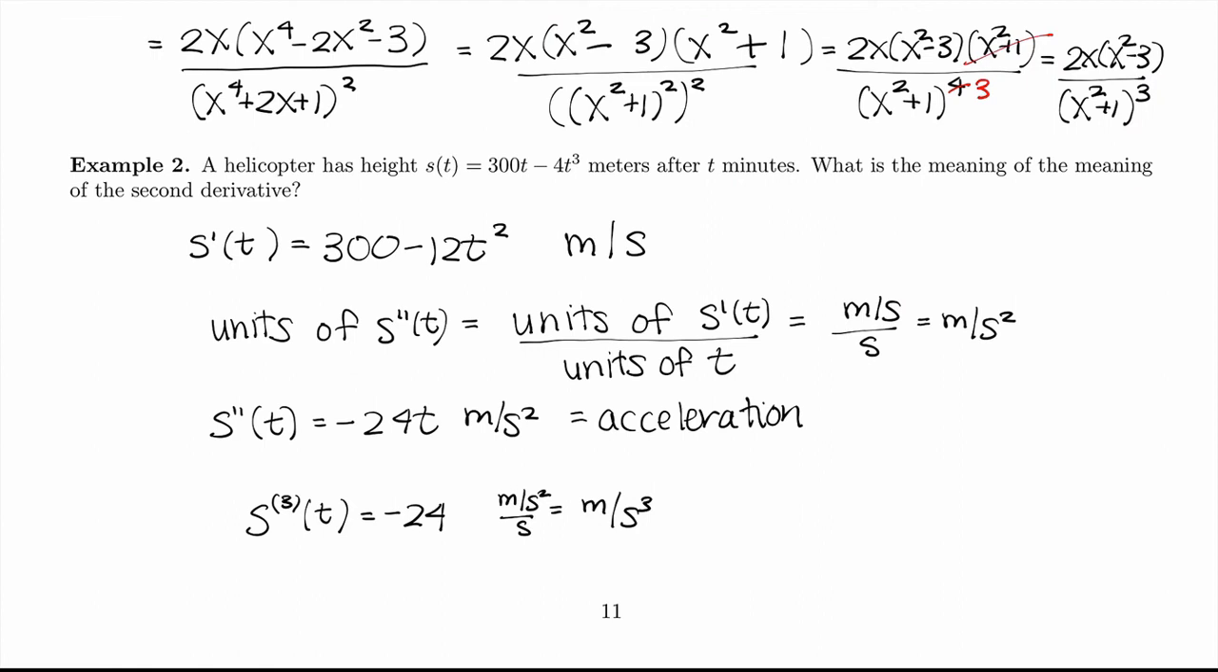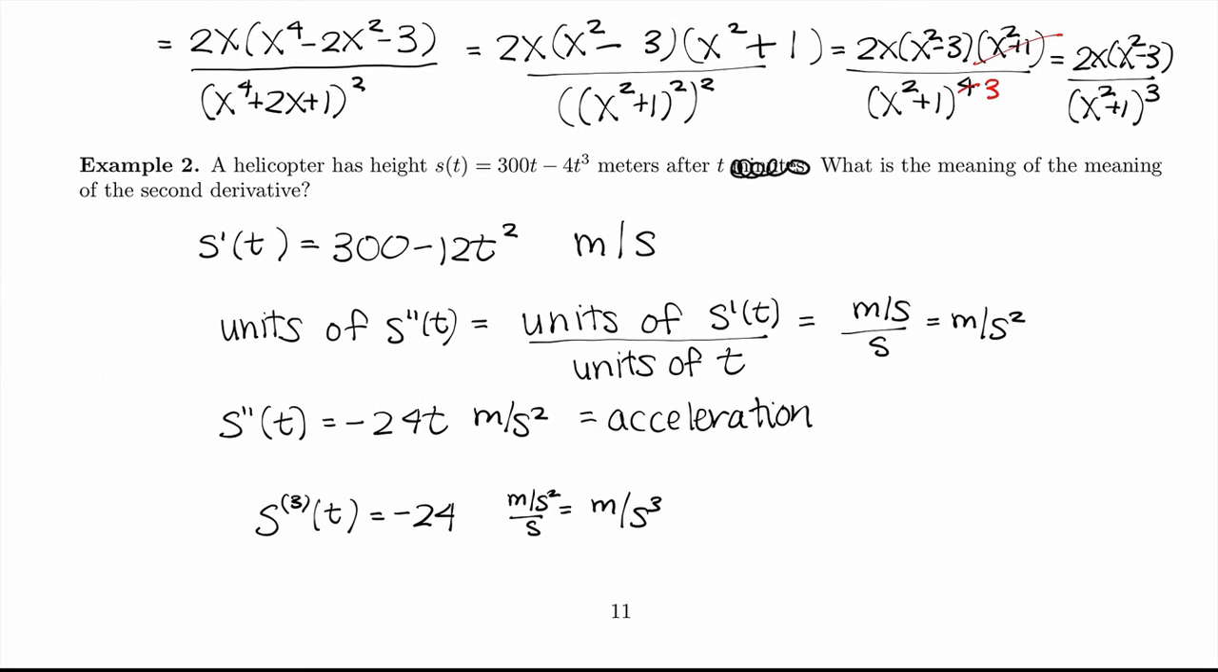But the point is that every time you take a derivative, you get in your units just another power of the input variable. So we start out with just meters. The first derivative would be meters per, oh, it says minutes. Dang it. I'm just going to erase this and put seconds. So it would be meters per second for the first derivative, meters per second squared for the second derivative, and then meters per second cubed for the third derivative, meters per second to the fourth for the fourth derivative, etc. So that's how the units of higher order derivatives work.